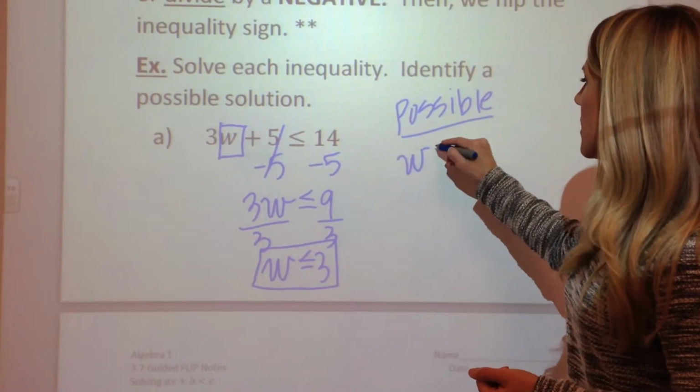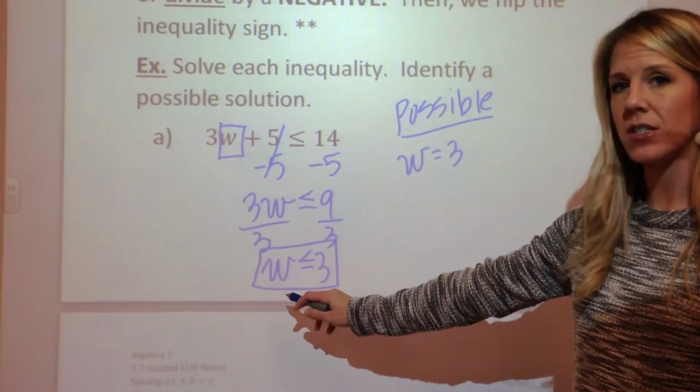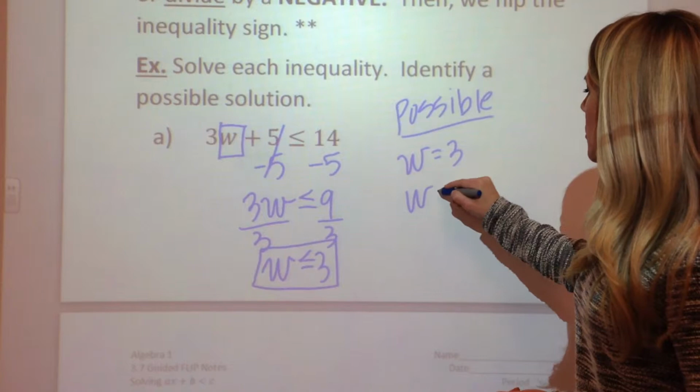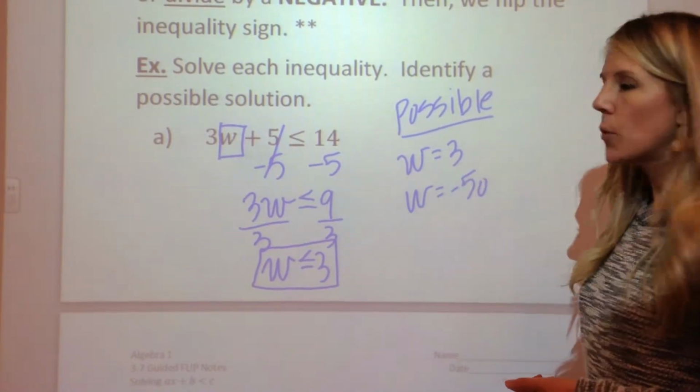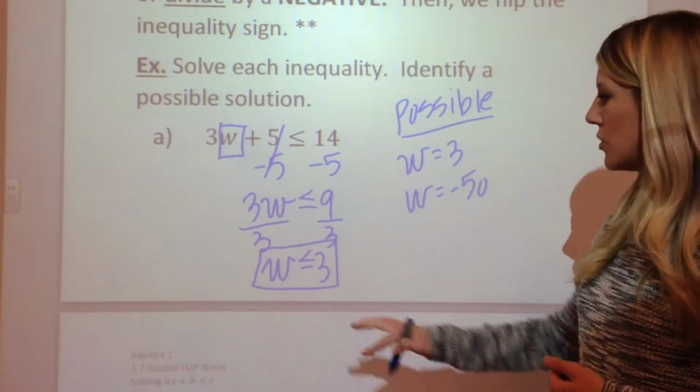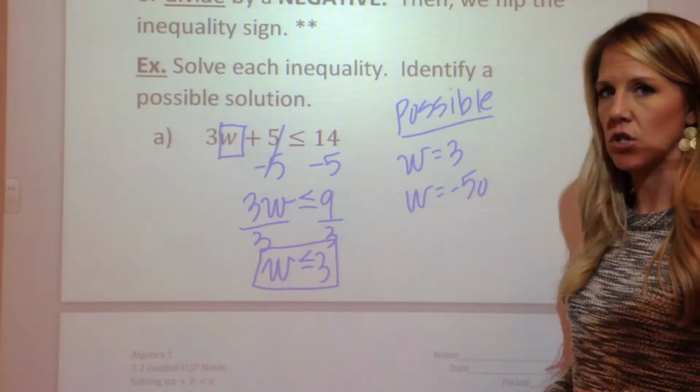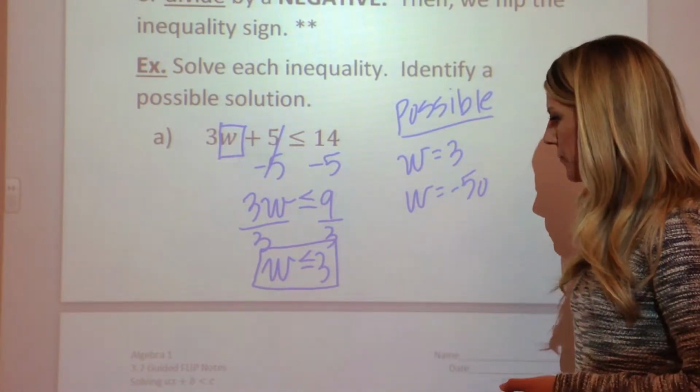What if w equals 3? Is that okay? Yes, because it can be equal to. W could be negative 50, whatever you want it to be, but go ahead and pick a possible solution as long as it fits this stipulation. Must be less than or equal to 3.